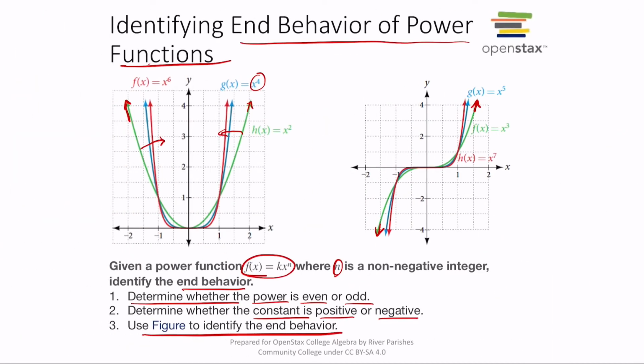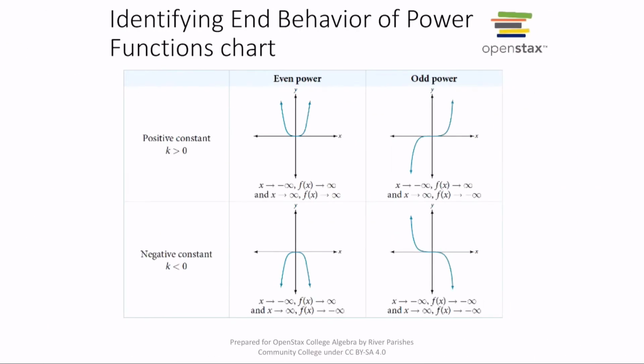Now, what happens when you have a negative constant? Notice that for a positive constant, both ends face upward when the power is even. When it is odd, the right side faces upward and the left side faces downward. For a negative constant and an even power, both ends will face downward. When it is a negative constant and the power is odd, the left end will face downward... the right end will face upward.